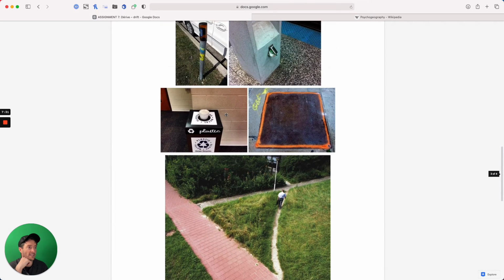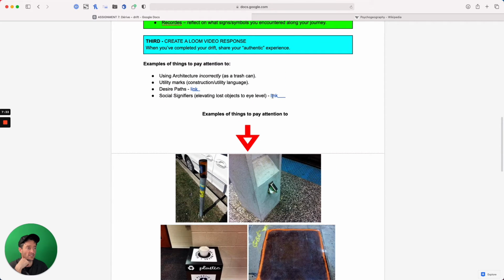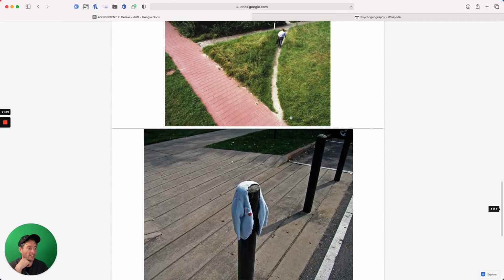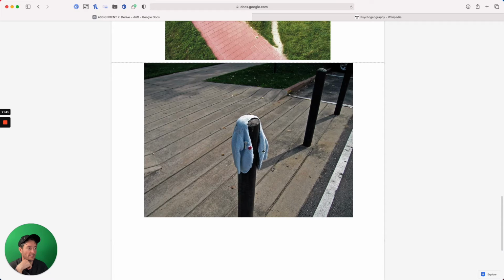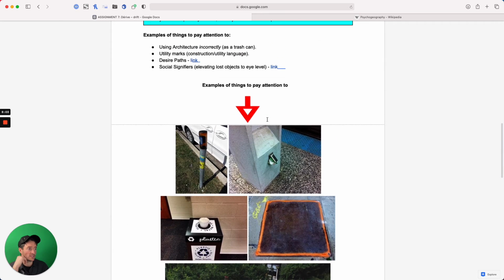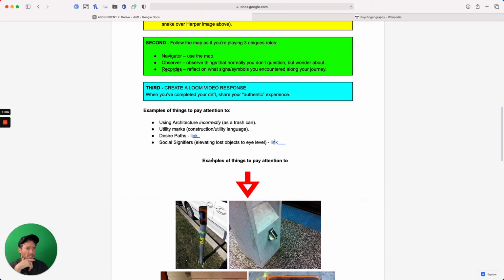And then here, social signifiers. I link to a project that I've done in the past where I was really interested in things that get lost. And so this kind of social cue in certain areas where people elevate lost objects to eye level so they can be seen again, right? So this is kind of a social rule of sorts. So these are some examples, but obviously you can be open to more if you'd like.